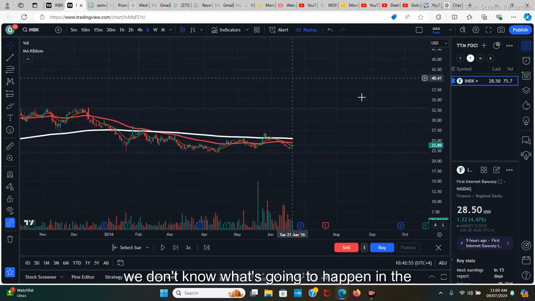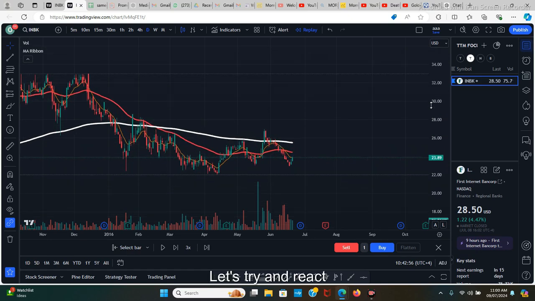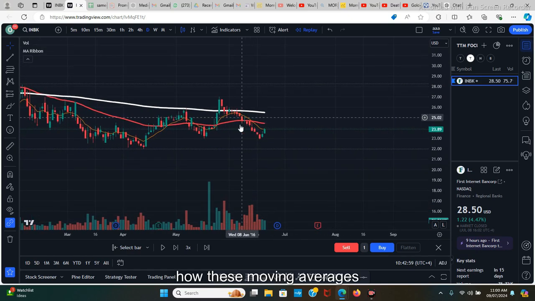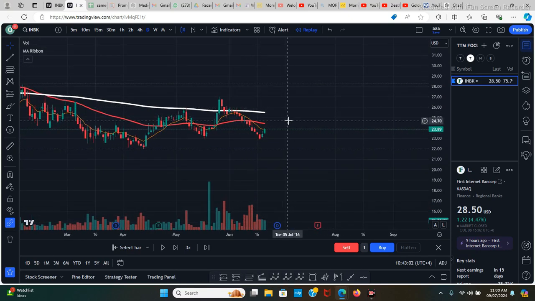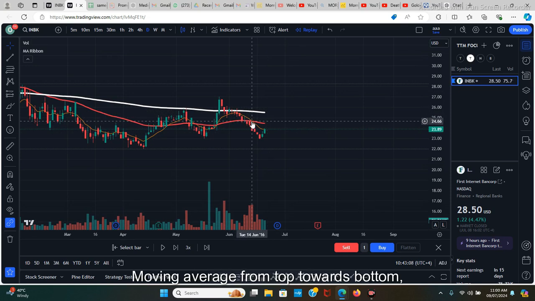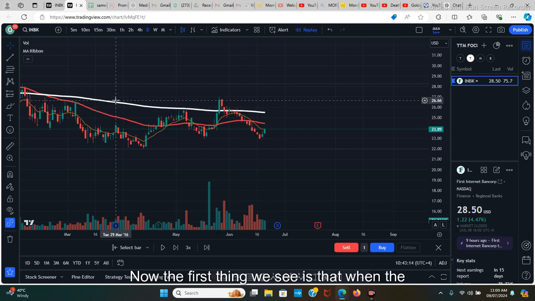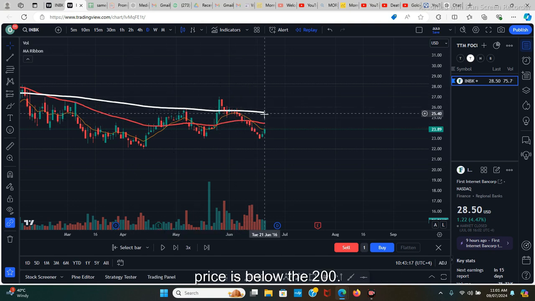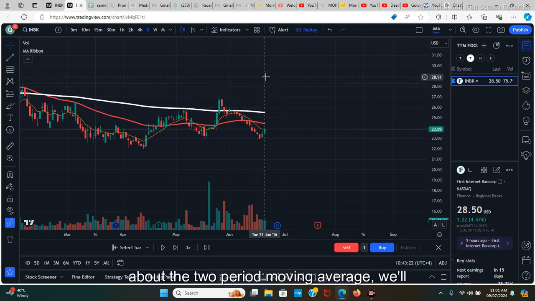We don't know what's going to happen in the future. Let's try and react based on how these moving averages cross each other. This is the 9 moving average. It crosses the 50 period moving average from top towards bottom, which is bearish. Now, the first thing we see is that when the price is below the 200 period moving average, we will be taking short trades. When the price is above the 200 period moving average, we'll be taking long trades.